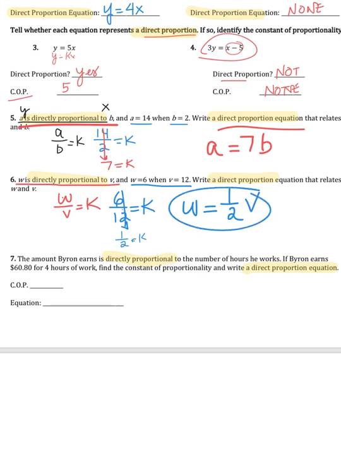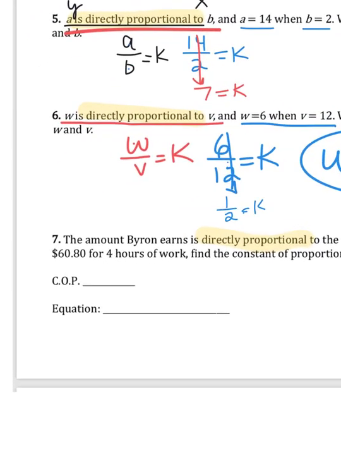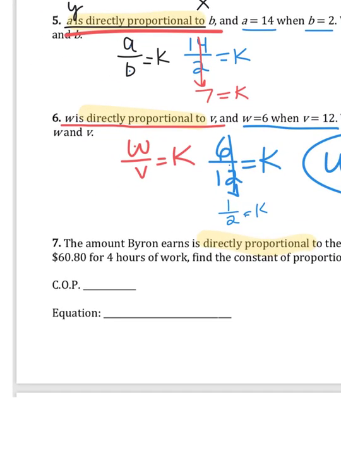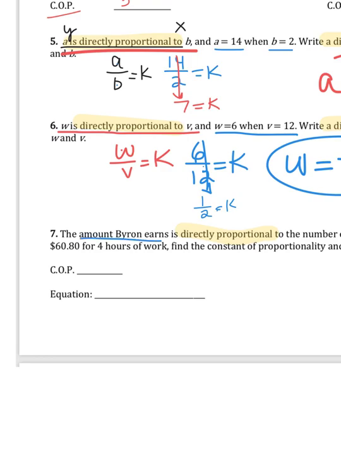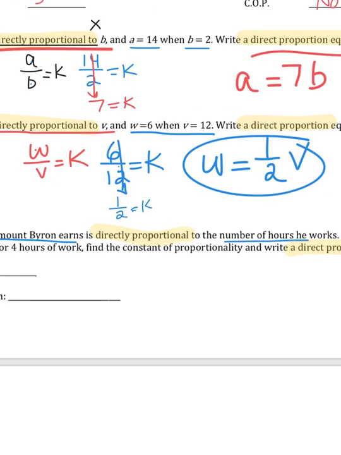There's my equation there. Okay, now we have some words, but never fear, we could figure this out. The amount Brian earns is directly proportional to the number of hours he works. So the amount, which is money, is going to be directly proportional to the hours. And that will give us the K. Y over X.